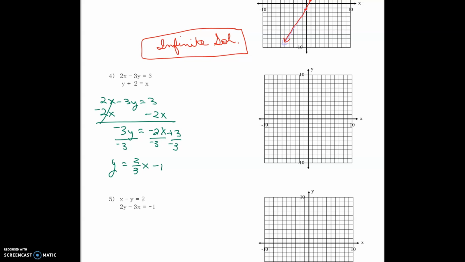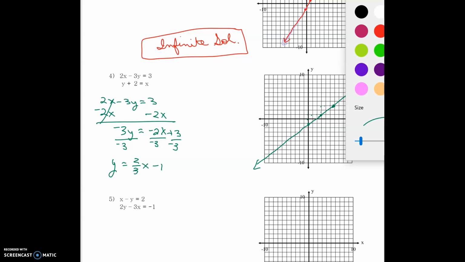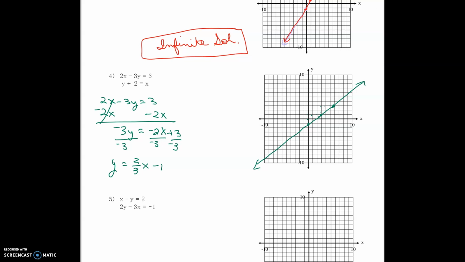Okay, so I'm not going to graph that one yet. Well, I guess I can go ahead and graph it. So I go down to -1, then up 1, 2 to the right, 1, 2, 3, up 1, 2 to the right, 1, 2, 3. So I graph this line. Hey, that one's pretty straight. Good job, Mrs. Hanson.